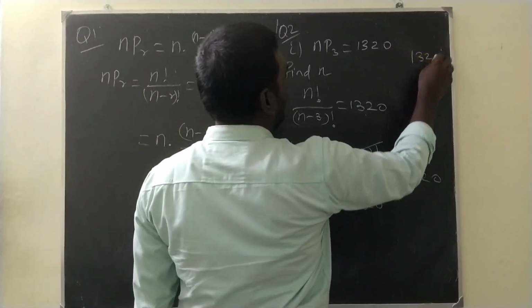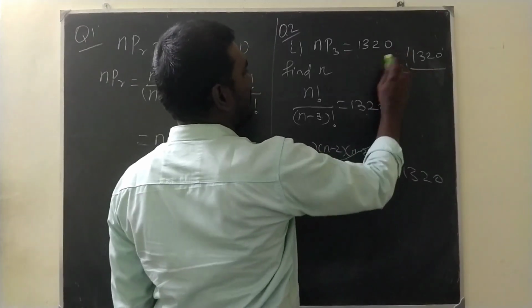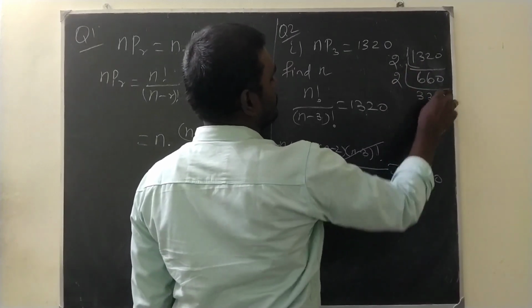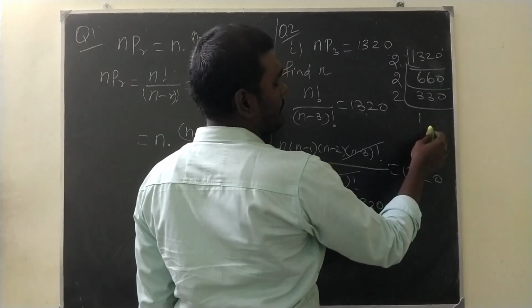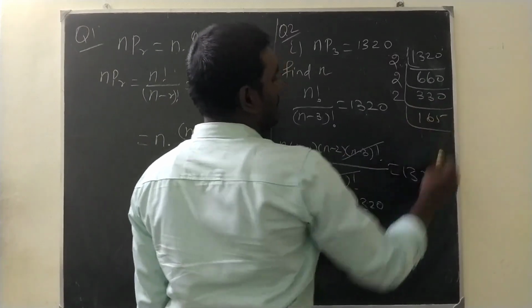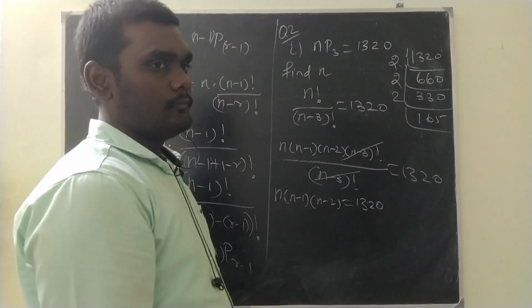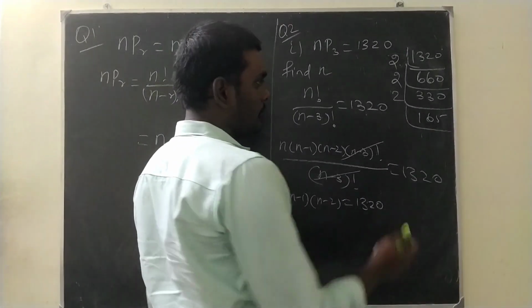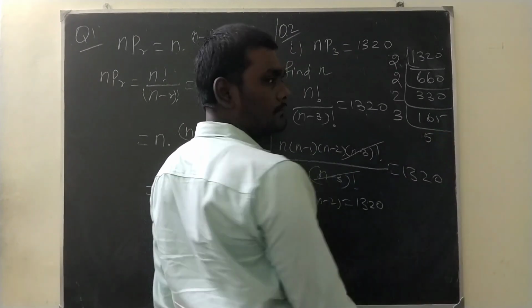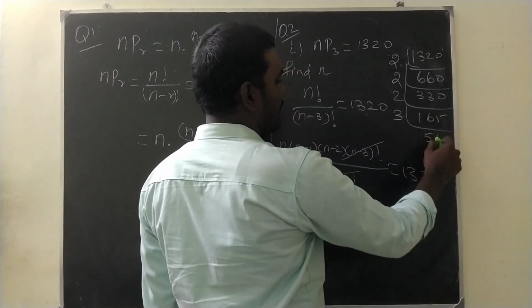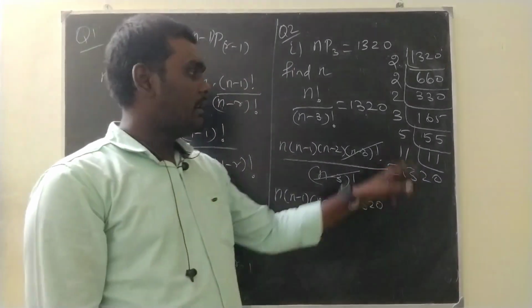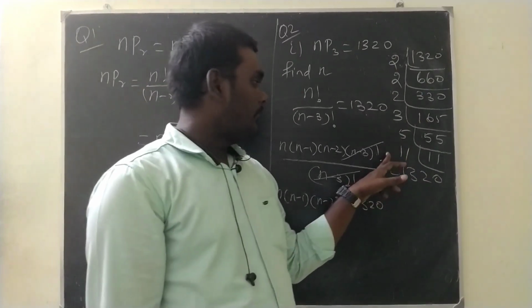Take the prime factorization of 1320. If you take 2, what will you get? 660. Again 2, 330. Again 2, 165, sorry, not 75. And then 2 is not possible, 3 possible, 3 possible. Then 5 3s are 15, and here carry over 1, 5 3s are 15. Again 5, 11, 11. As we are having 11 here, the number we are looking for will include 11 also.